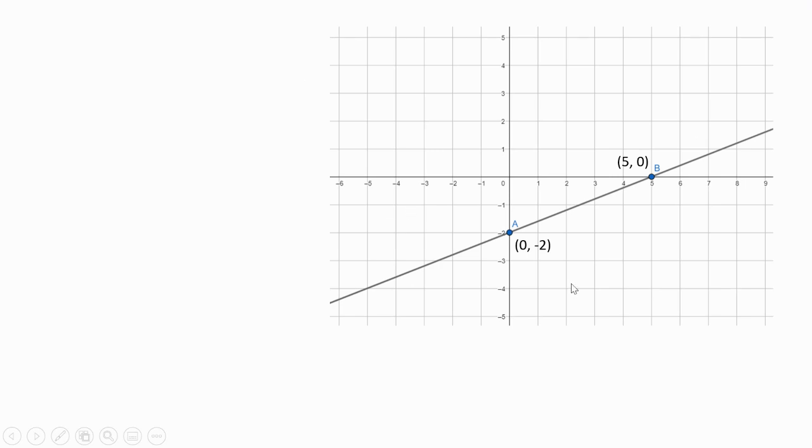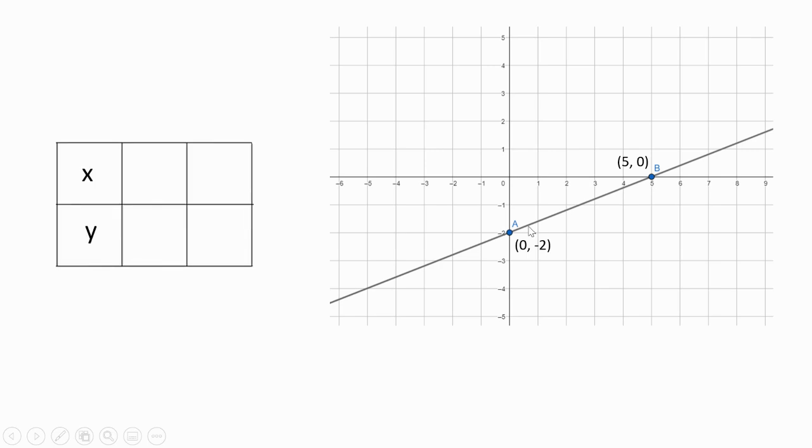Basically, I need to find the rate of change. How do I get from point A to point B, right? In terms of the change of the x and the change in the y. So the first thing I'm going to do is put each point in a table. I'm going to put the first point in the table, 0, -2. And then I'm going to put the second point. Remember, the first number is the x, the back number is the y.